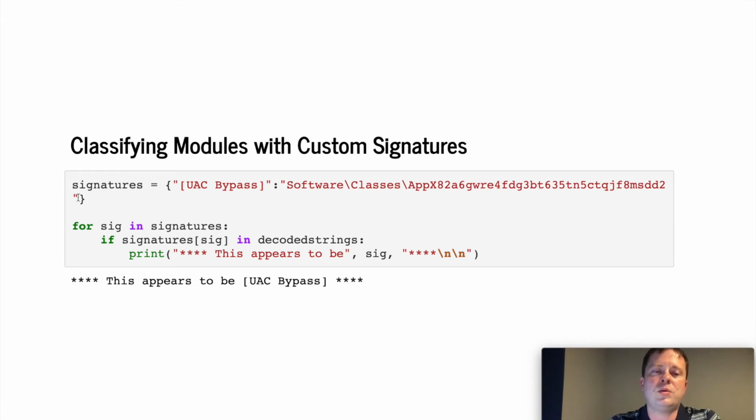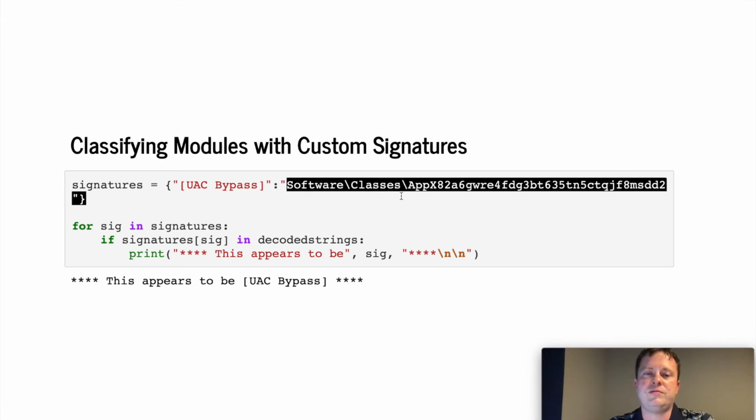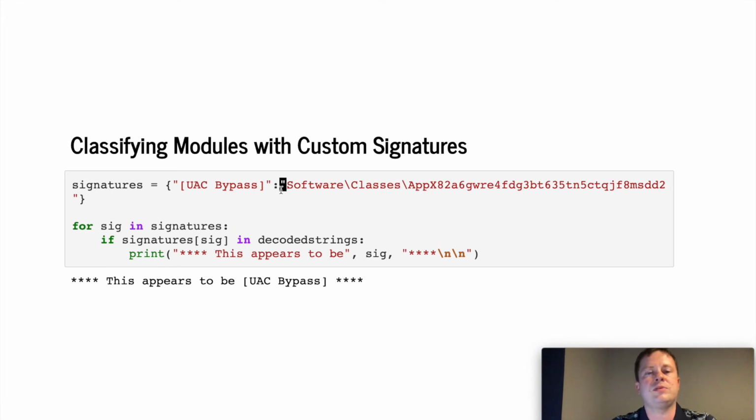So what we're doing here is we're creating a Python dictionary, and we're using it for a key value pair. We're using the UAC bypass as kind of a key, and then we have a value here that contains that registry hive that's associated with the UAC bypass. So we loop through our signatures, and if the signature is in the decoded strings, then we can safely say that this module appears to be UAC bypass.